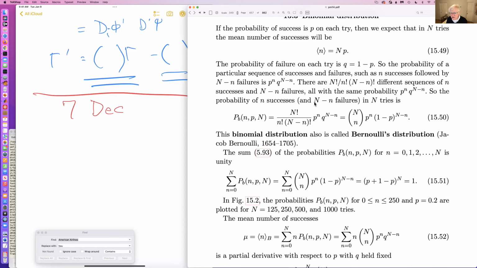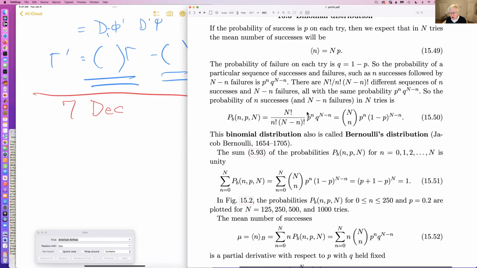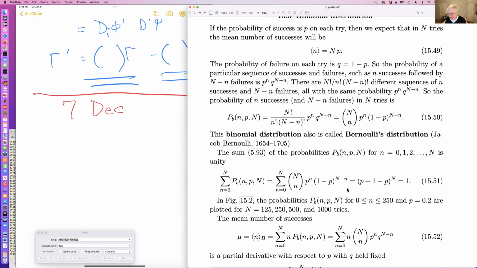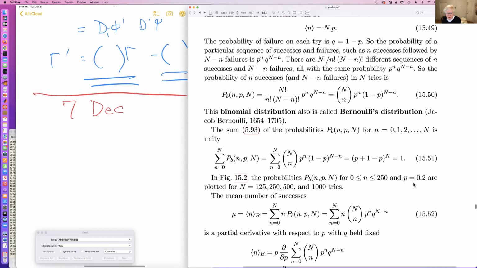So the probability of n successes and N minus n failures in N trials is this thing, which is the number of such sequences times the probability of each. This is the binomial coefficient. This is the binomial distribution. Q, of course, is 1 minus p. And if you do this sum, we saw some time ago that this is just p plus 1 minus p, which is just 1 raised to the Nth power.